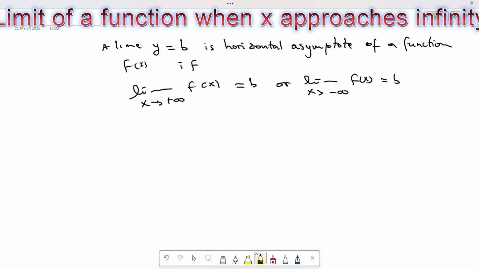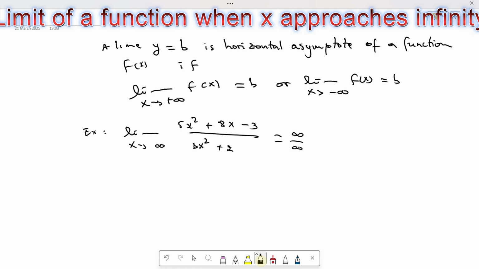So how do we compute the limit when the values of x go to infinity? Let's see an example here. Let's say we are asked to compute the limit when x tends to plus infinity of this function: 5x squared plus 8x minus 3, over 3x squared plus 2. If you do direct substitution, you will find infinity over infinity. But there is a way to deal with this.